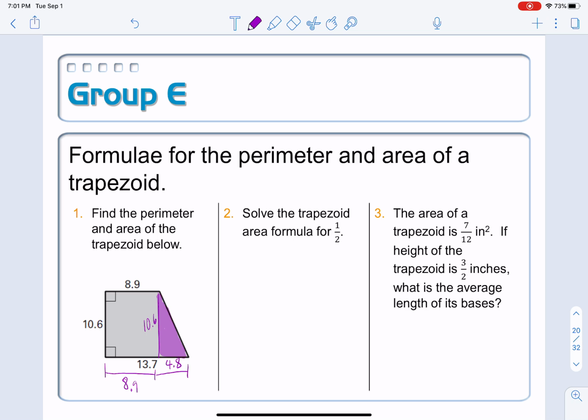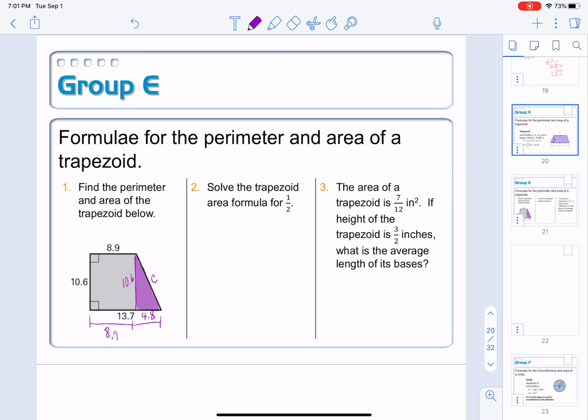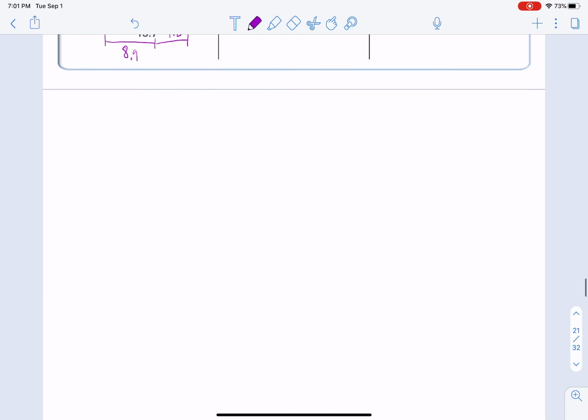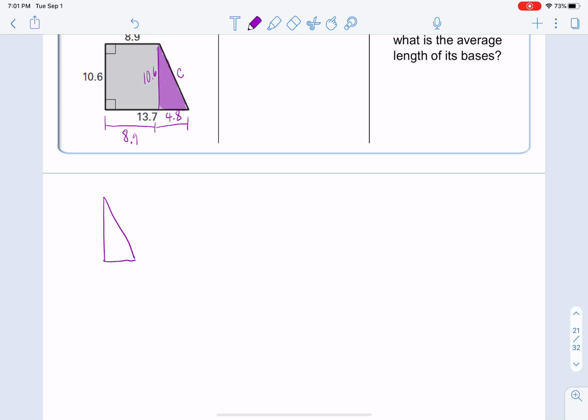Now I need to use the Pythagorean theorem to find the slanted side, which I will call C. Obviously, there's just not enough room. Who makes these things? I'm going to scroll down here a little bit, maybe redraw my right triangle, and then label the little pieces that I have. I've got a 4.8 as the smaller side, a 10.6 for the longer leg, and then I want to find out the hypotenuse. So C squared is equal to, let's say, 4.8 squared plus 10.6 squared.